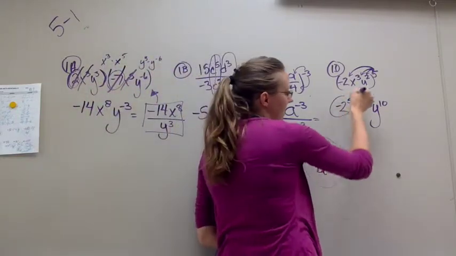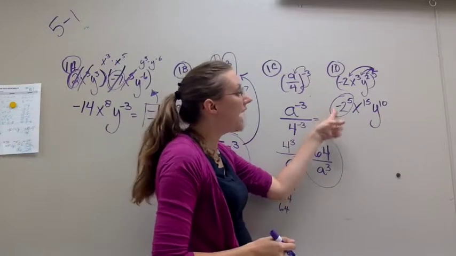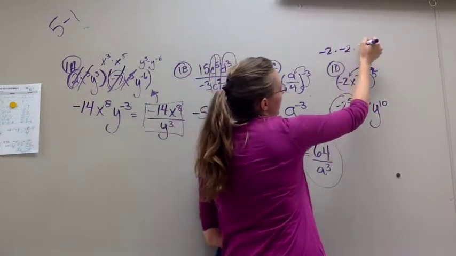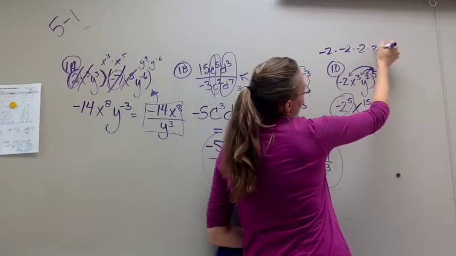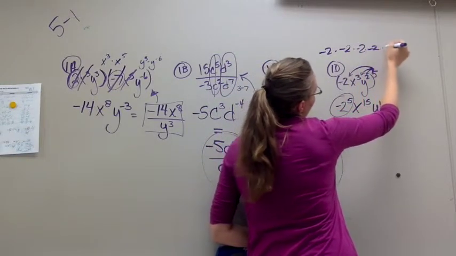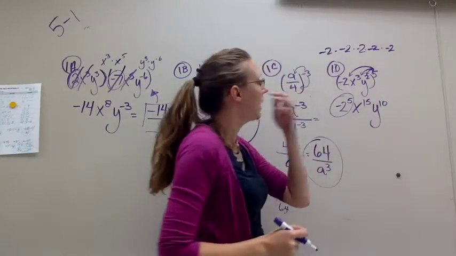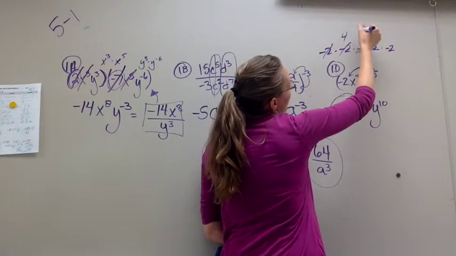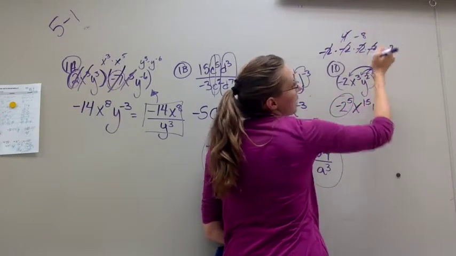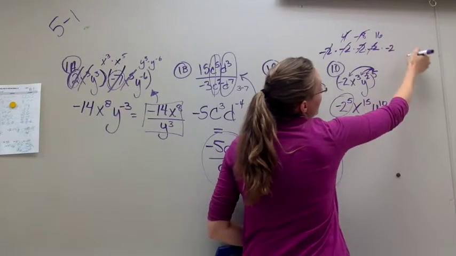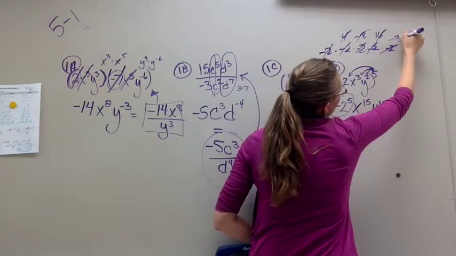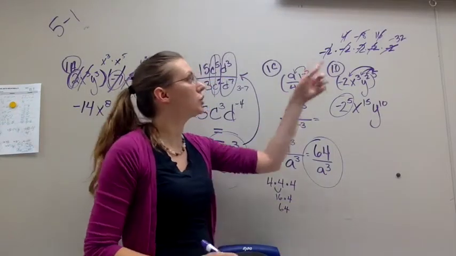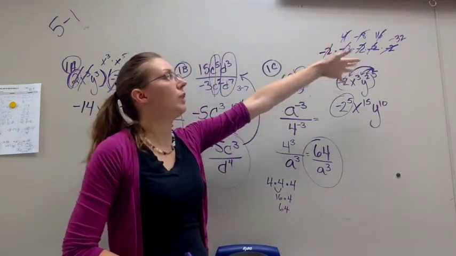But I can simplify this. Now remember, this -2 to the 5th means -2 times -2 times -2, and so on, 5 times. -2 times -2 is +4, times -2 is -8, times -2 is +16, times -2 is -32. So you have to be careful with that positive negative sign, okay? You need to make sure you don't lose it, and you maintain it all the way through.